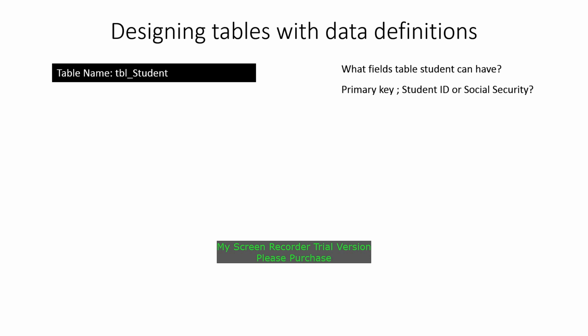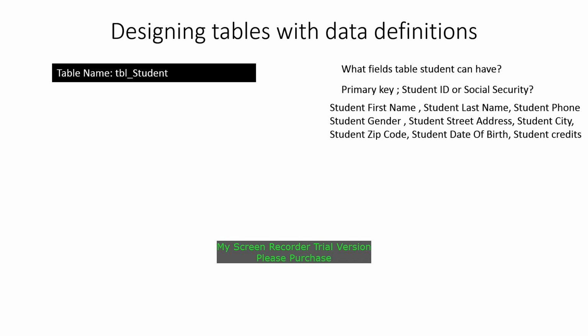For example, we can use student ID or social security number. Both of them will work because those numbers are unique, right? So the primary key must be something unique about the student. For our purpose, we will use student ID, and that's what you usually use in a college. So what else can you have? We can also store student first name, student last name, student phone, student gender, student street address, student city, student zip code, student date of birth, and student credits. That's enough for now. So let's continue.